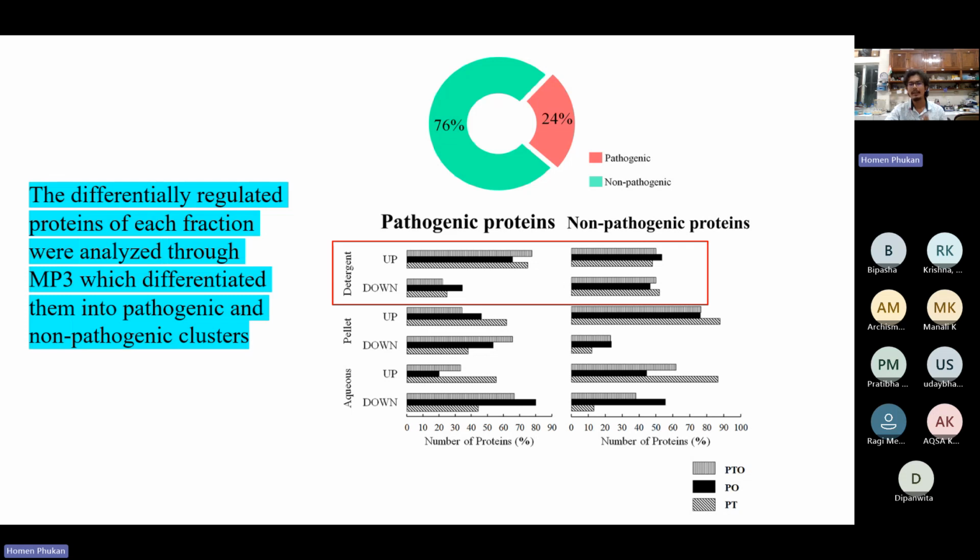And you can see here that for the upregulated proteins in the non-pathogenic cluster, we were able to find a higher percentage in the pellet fractions and the aqueous fraction, which is nothing but cytoplasmic proteins and inner membrane proteins. But if you look into this detergent fraction, the upregulated proteins were found in the pathogenic cluster, at a higher percentage compared to the other fractions.